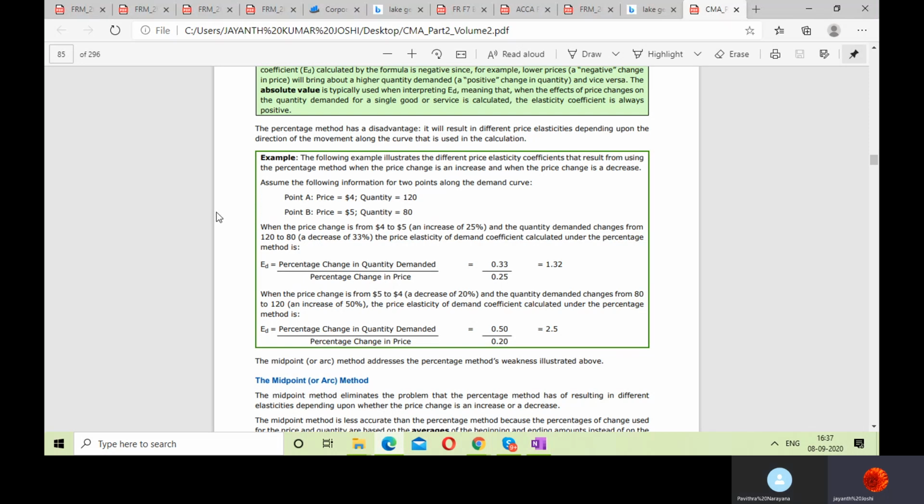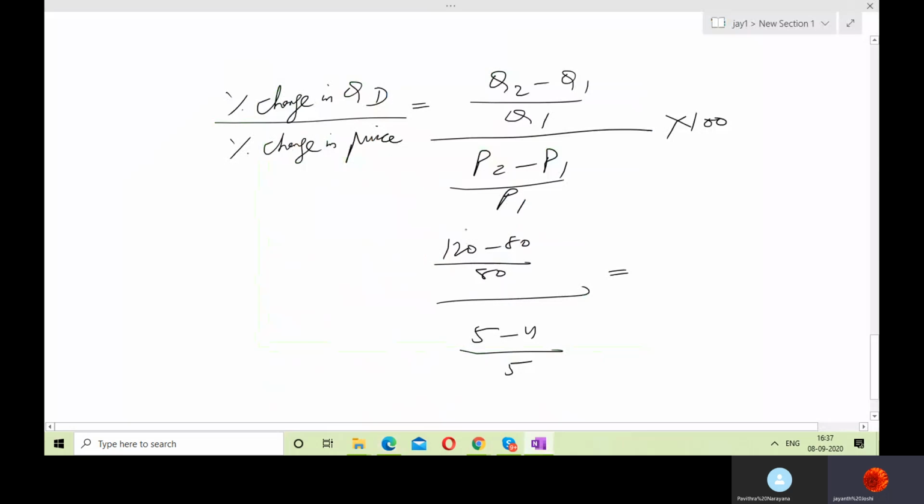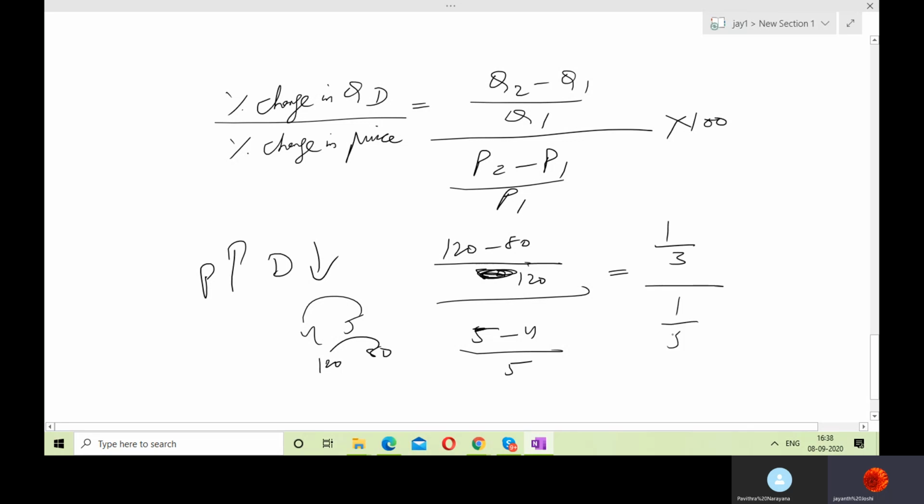So the quantity, see, just a second. When the price increases, the demand decreases. Sorry, so we have to take it by 120. So when the price increases, the demand decreases. That means when there is an increase in price from 4 to 5, the demand is decreasing from 120 to 80. So here it is 1 by 3. 40 by 120 is 1 by 3, divided by 1 by 5. So it is 0.33 divided by 0.25.